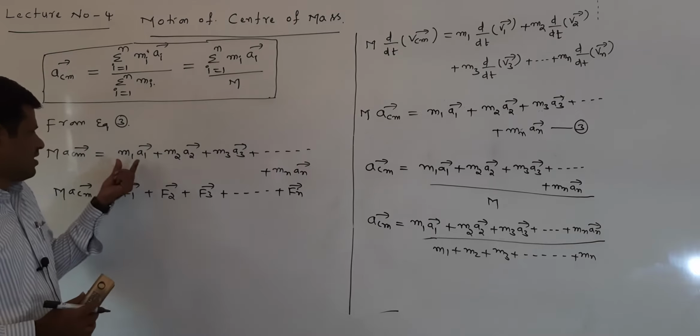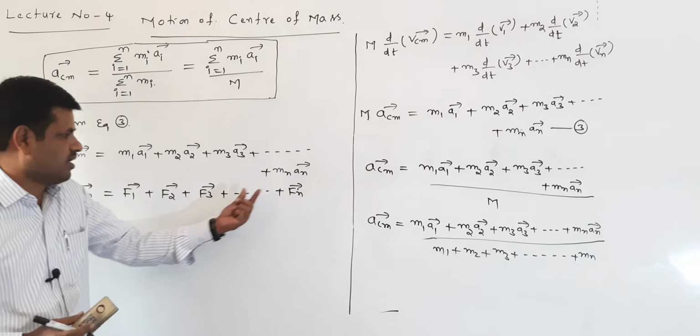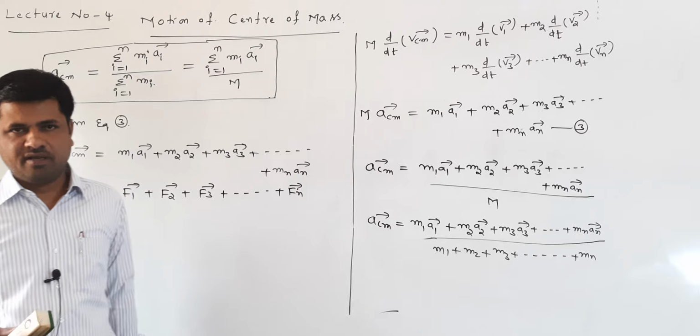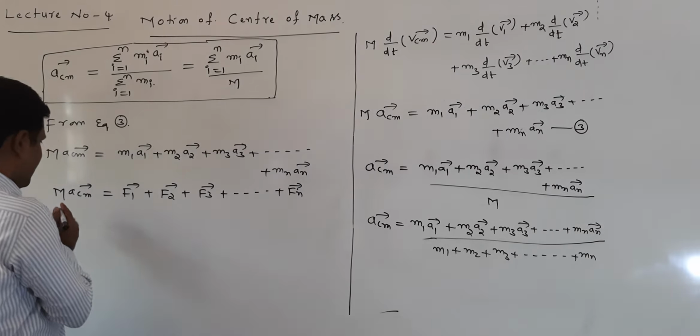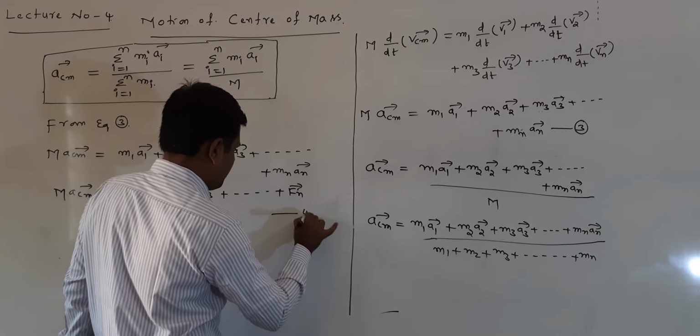Right, this is a force. Here the force acting on the first particle, this is the force acting on the second particle, this is the force acting on the third particle, this is the force acting on the nth particle. Now from this equation, which is given as equation number 4, we can conclude something.